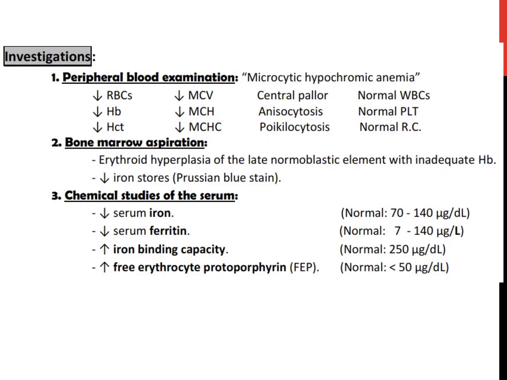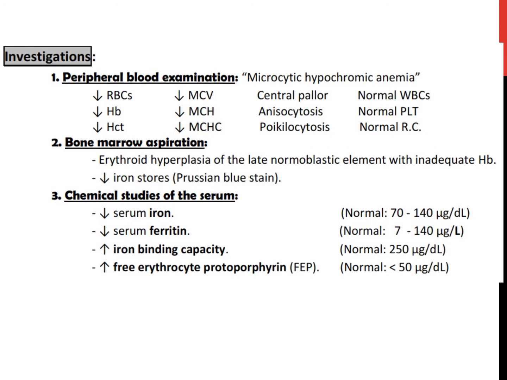And don't forget that those patients, as laboratory tests, the CBC shows microcytic hypochromic anemia, bone marrow is hyperplastic, but the iron stores are low. And don't forget also that we have serum iron, serum ferritin, total iron binding capacity, and free erythrocyte protoporphyrin. So serum iron and ferritin are low, but TIBC and free erythrocyte protoporphyrin are increased. And if we have a ferritin level which is low, this is a good positive test, which means that a low ferritin means a low iron.